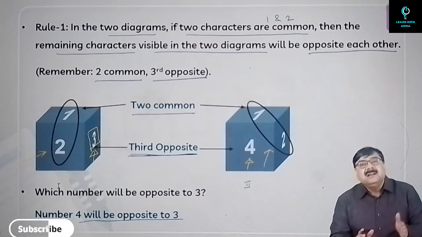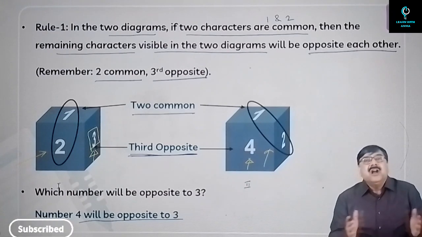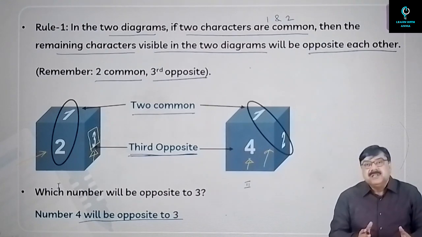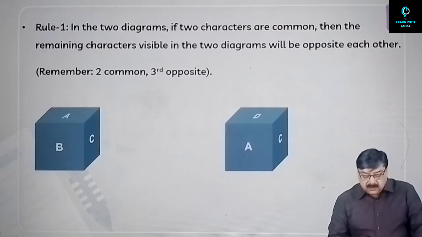Then the third character in each of the diagrams will be opposite. And you need not memorize such a long statement. Cut it short into: two common, third opposite. Now let's take another example here. Now we already know this first rule, that is two common, third opposite.